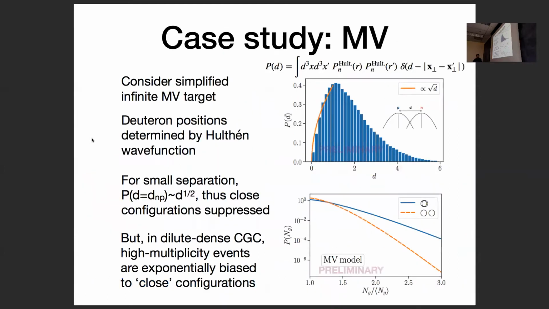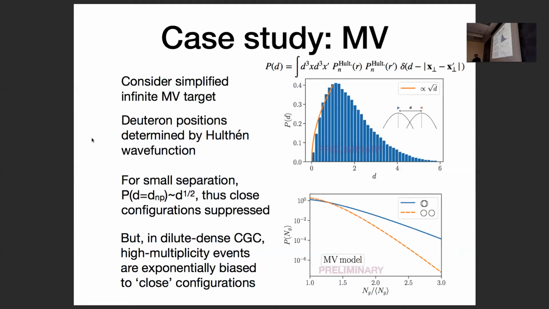Okay, but very briefly, instead of looking at this very complicated fluctuating picture, I just take a deuteron and couple it with a target in the MV model. This is really just an infinite sheet of color charge, right? So I no longer have impact parameter fluctuations, and I no longer have any sort of target position fluctuations. The separation in the deuteron is given in terms of the wave function. The position and separation between the proton and neutron is given by this, which is roughly, I think, a gamma function, or a gamma distribution, excuse me.